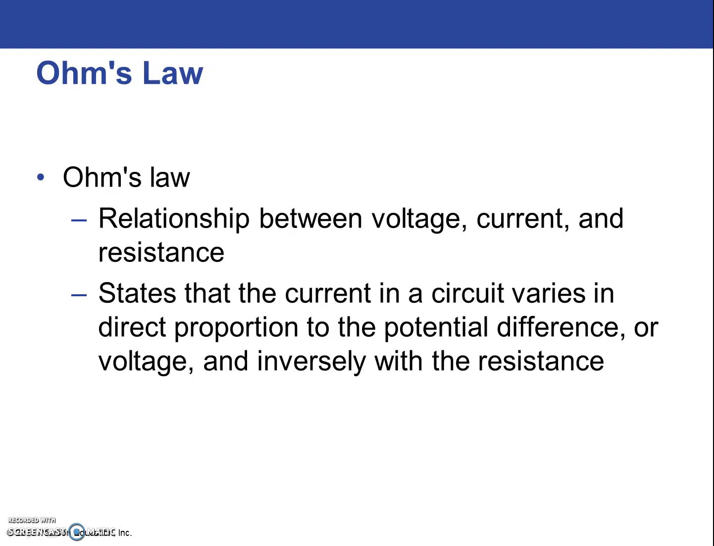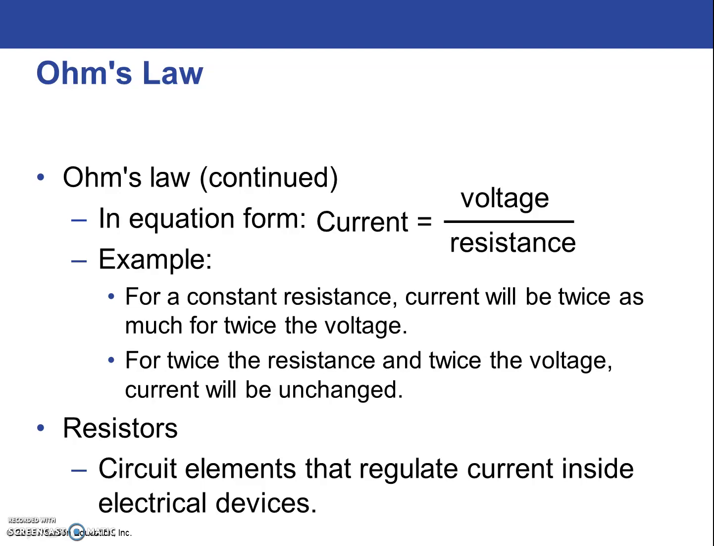We know the higher the potential difference, the more current we can get in a circuit. We know the higher the resistance, the less current we get in a circuit. So in other words, current's proportional to voltage and inversely proportional to resistance. So what do we get? We get this. Current is equal to voltage divided by resistance.